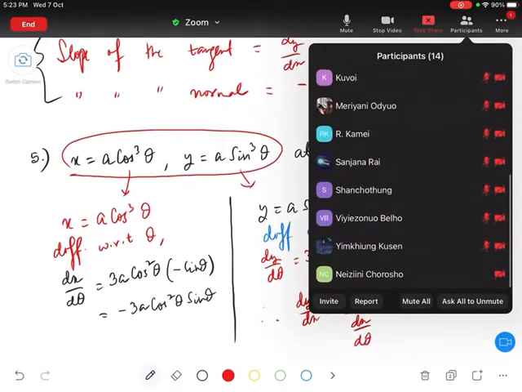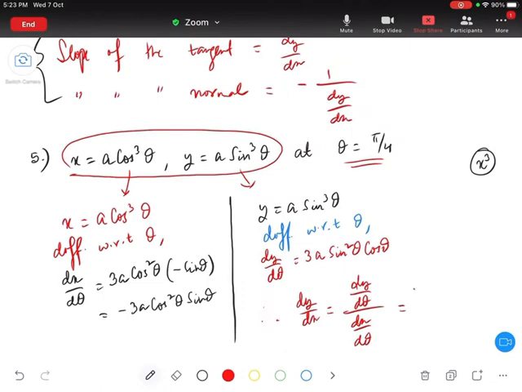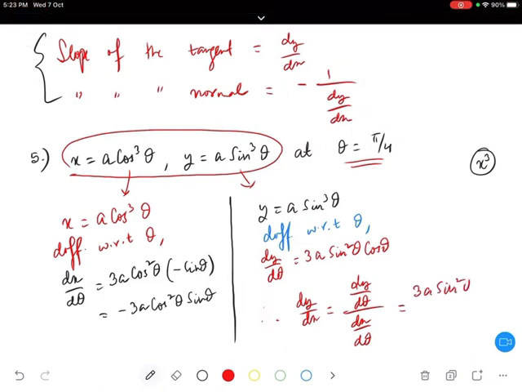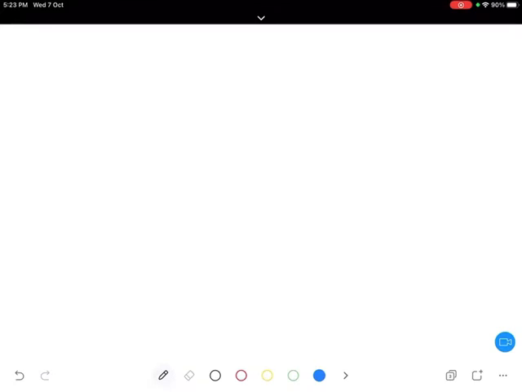So just put the two values. dy/d theta is 3a sin square theta cos theta divided by minus 3a cos square theta sin theta. Now do what you are very good at. Let's cut. 3a goes out, then cos theta goes out, sin theta goes out. We have the answer for dy/dx as minus tan theta. So let's go to the next page. So dy/dx is equal to minus tan theta.